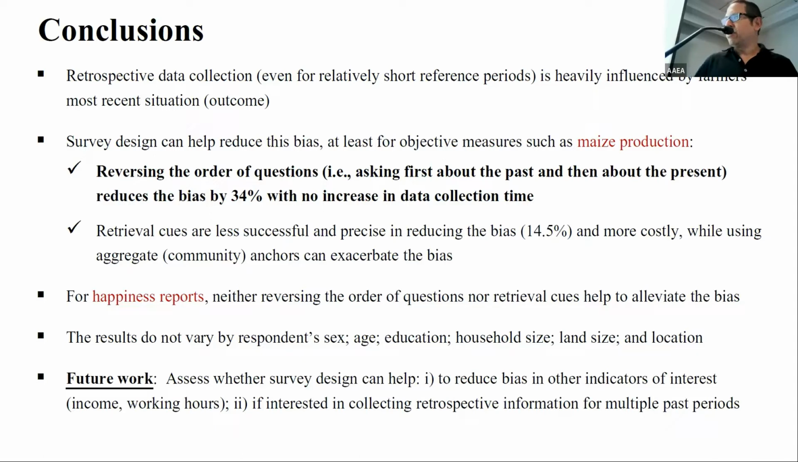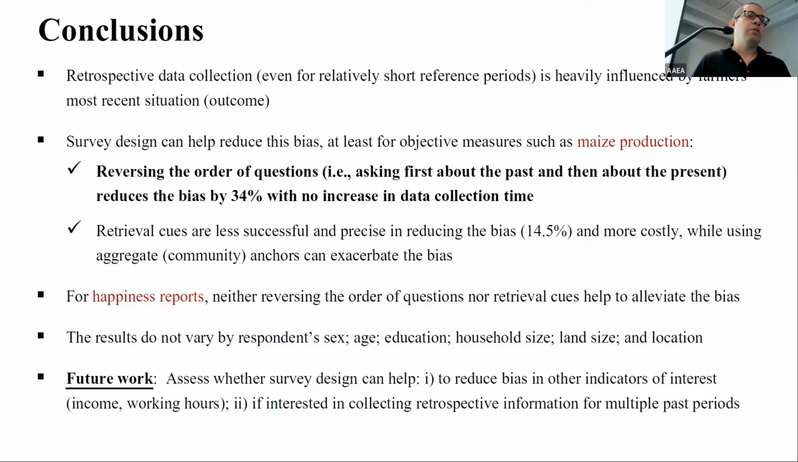For the happiness report, neither reversing the order of questions nor retrieval cues can help to alleviate the bias. We also explore heterogeneous effects by sex, age, education, household size, land size, and location, and we don't find any significant differences. As part of future work, we also want to assess whether survey design can help reduce the bias in other outcome indicators of interest.